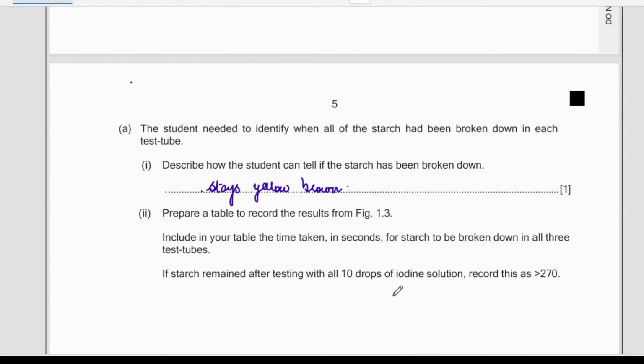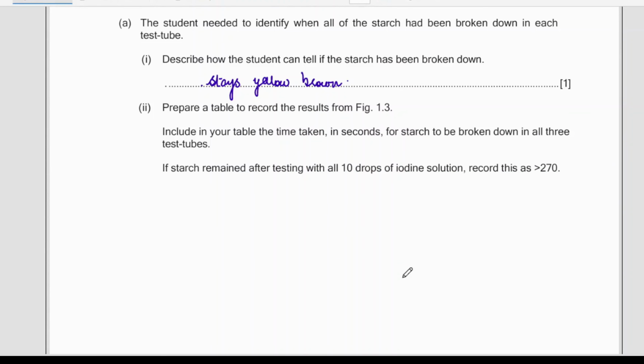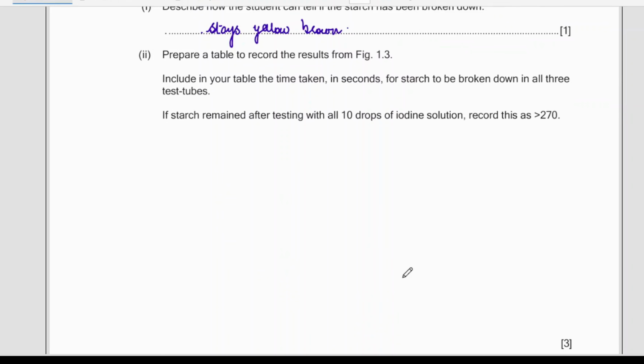Okay. Next question is: include in your table the time taken in seconds for starch to be broken down in all three test tubes. If starch remained after testing with all 10 drops of iodine solution, record this as greater than 270. Okay, let's make a table. How would you make a table? So there would be majorly two columns, time and then test tubes. Okay, and what should we write for A? How much time is taken by A?